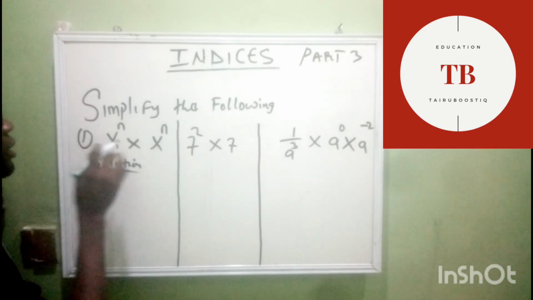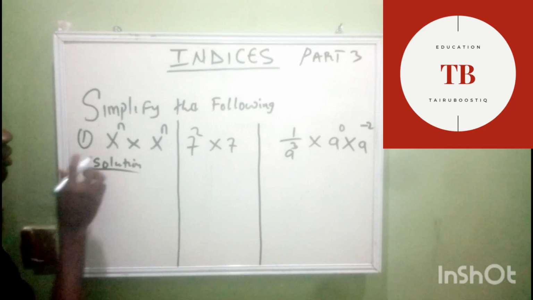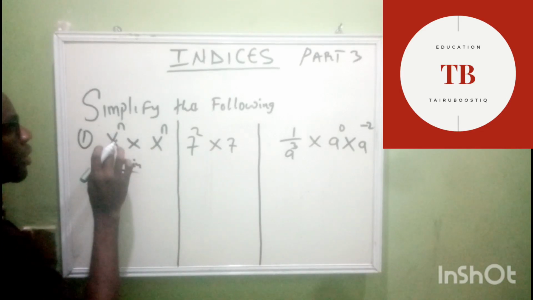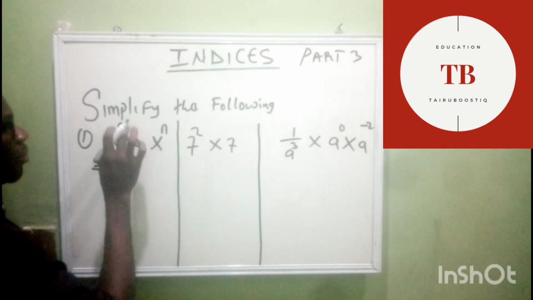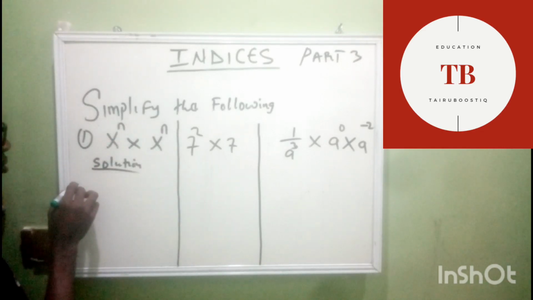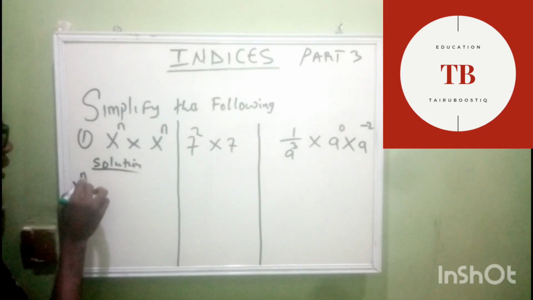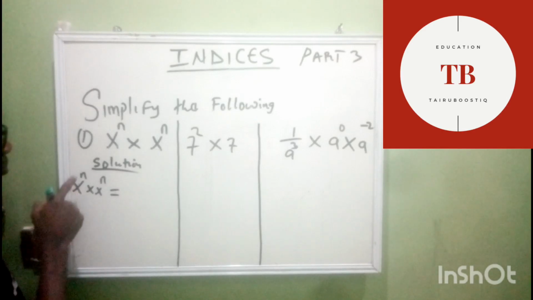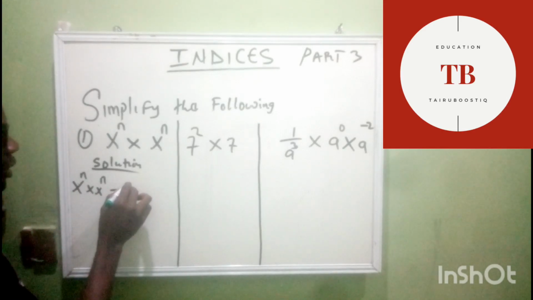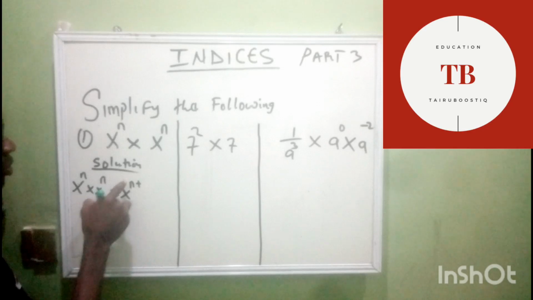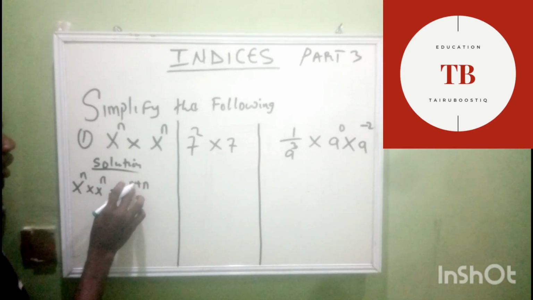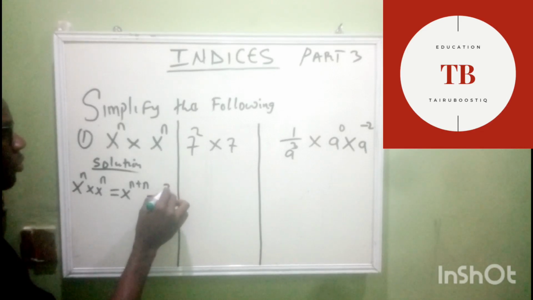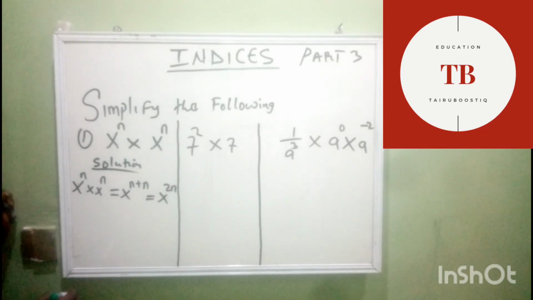Without wasting much of our time, we are asked to simplify x raised to power n times x raised to power n. Now, according to the law of indices, if the bases are the same, you add the powers. The base here is x, they are the same, and the power here is n. So, in solving this question, where we have x raised to power n times x raised to power n, since the bases are the same, we are going to add the powers, by saying x raised to power n plus n. Then our final answer will be equal to x raised to power 2n. That is the final answer.